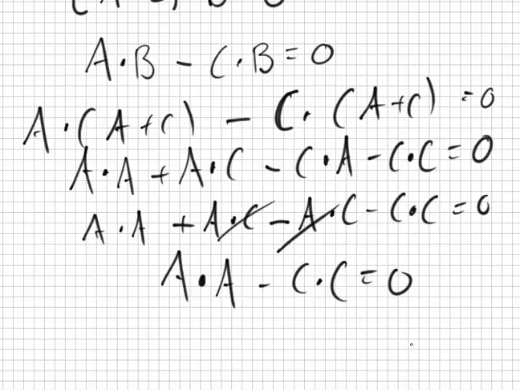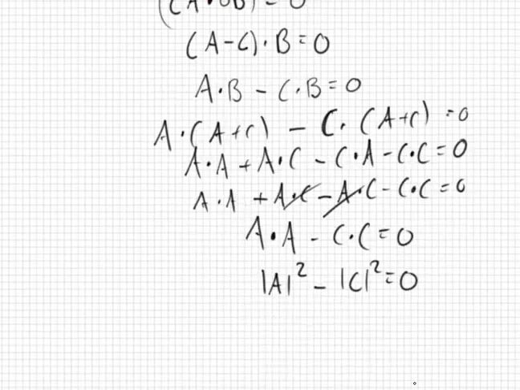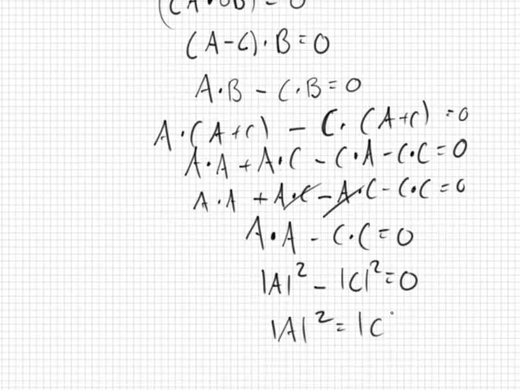But does anybody remember what A dot A is? I think it might have been my first question I did. What's A dot A? It's the square of the length, the magnitude. So here we'd have A squared minus C squared equals 0. So here we get A squared equals C squared. So here we have the length of A equals the length of C.